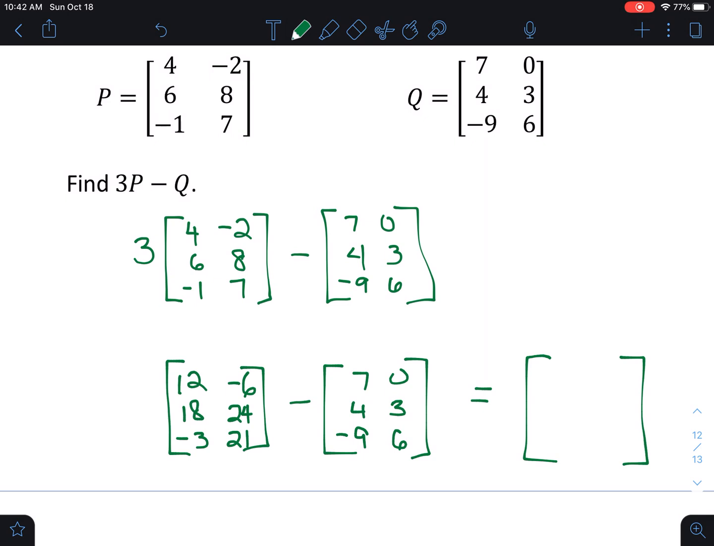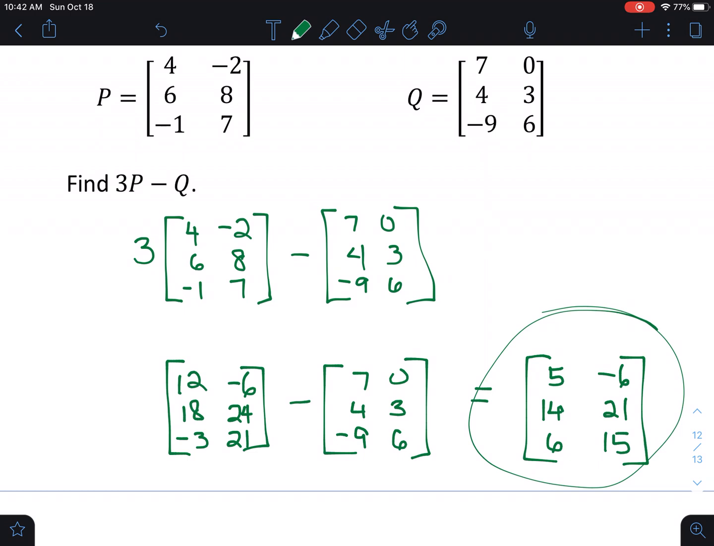Those 2 matrices we can subtract because they are both 3 by 2 matrices. So we're good. All right, so 12 minus 7 is 5. Negative 6 minus 0 is negative 6. 18 minus 4 is 14. 24 minus 3 is 21. Negative 3 minus negative 9, so that's really negative 3 plus 9, which would be 6. And then 21 minus 6 would be 15. Okay, so this would be 3p minus q. So that's scalar multiplication with also some subtraction.